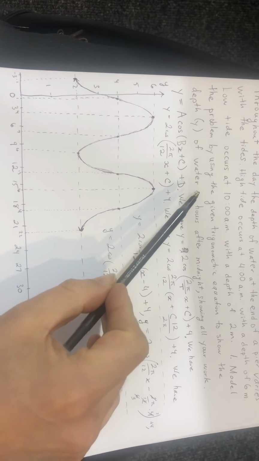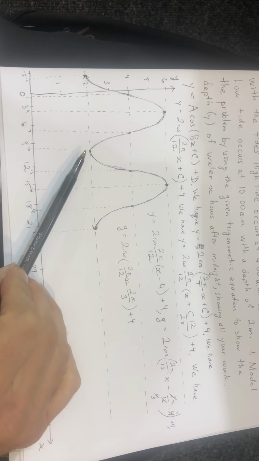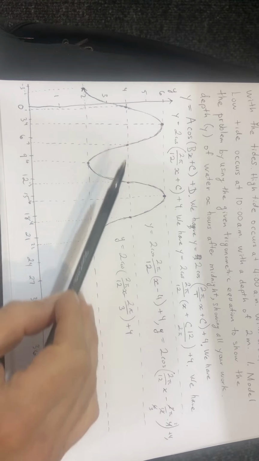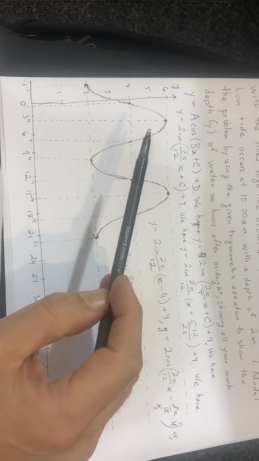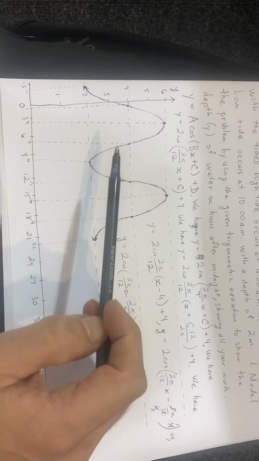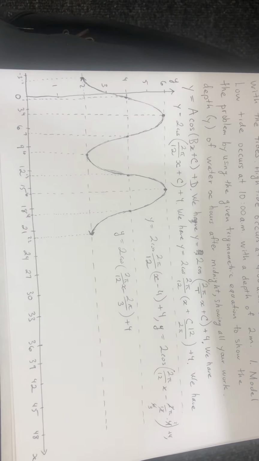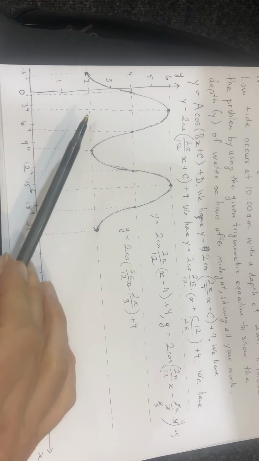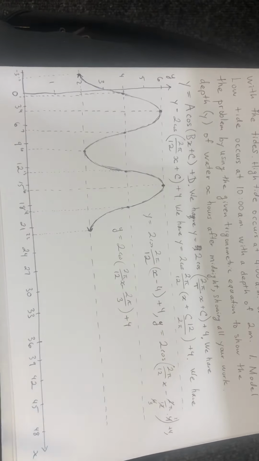Then low tide occurs at 10 a.m. with a depth of 2 meters. So that allows me to get this point. Once I have these 2 points, I figured out the center line. So I took the average of 6 and 2. I added 6 and 2 and got 8. And I divided 8 by 2 and I got 4. So that gives me the center line here. And then I also drew this dotted line for the peaks all the way over here, and this dotted line for the troughs.